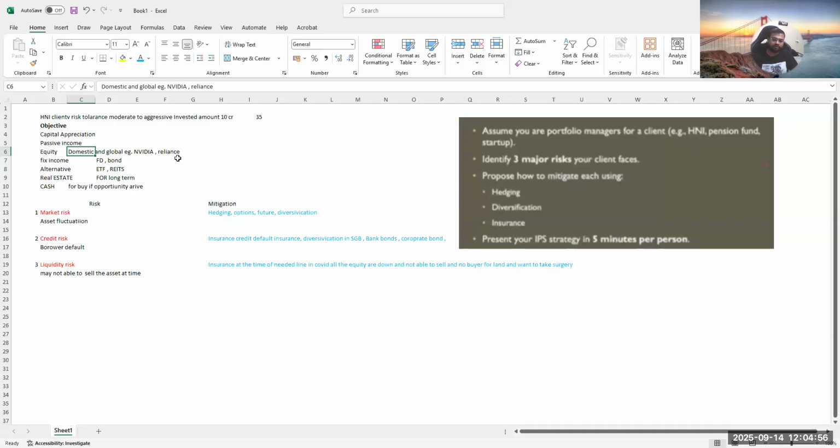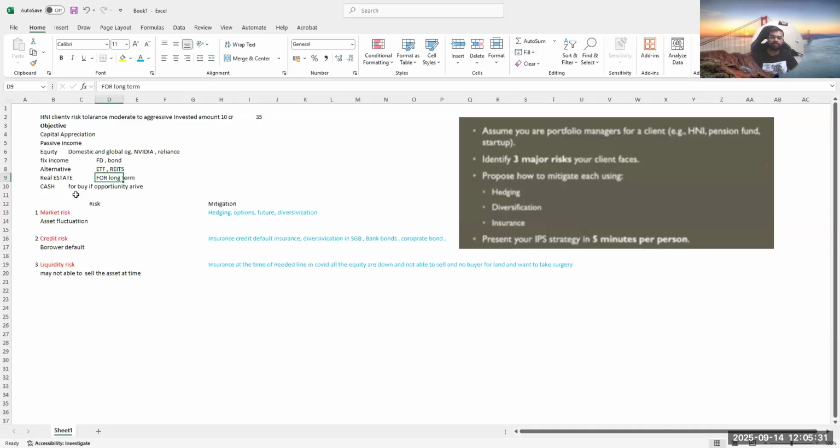In fixed income, I will go for FDs and bonds, which will be secured, like government bonds and FDs. So I will be getting a fixed income no matter what, and I will go for alternative investments like ETFs, REITs, real estate investment in the market. In real estate, I will go for an area which is developing right now and has potential to grow, as Avik mentioned, in Ahmedabad.